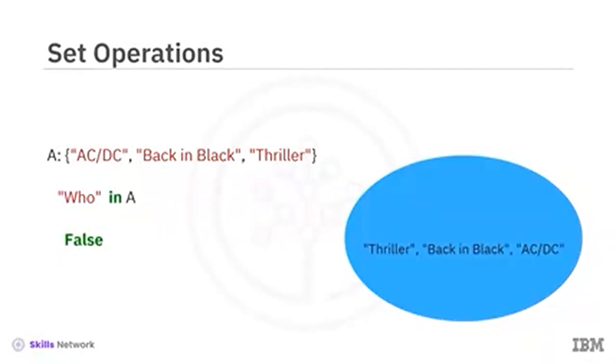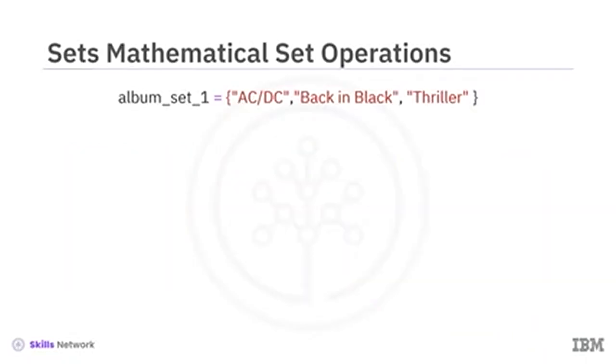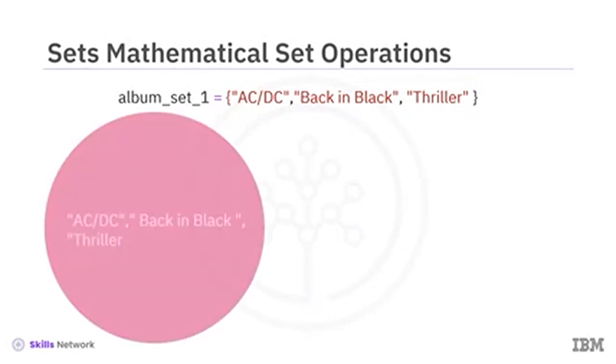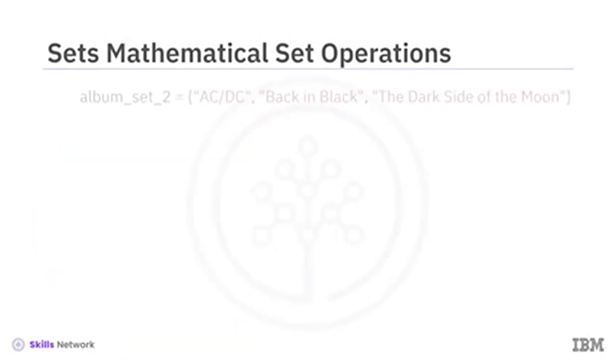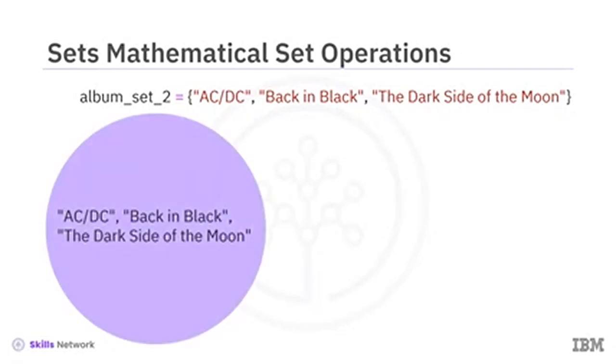These are types of mathematical set operations. There are other operations we can do. There are lots of useful mathematical operations we can do between sets. Let's define the set album set 1. We can represent it using a red circle or Venn diagram. Similarly, we can define the set album set 2. We can also represent it using a blue circle or Venn diagram.